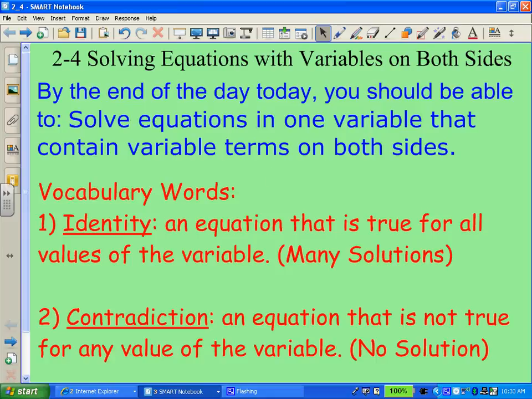So in 2-3 we did two-step and then we moved to multi-step equations. Now here we're going to be doing many of the same things, except we'll have a variable on both sides. So that adds an extra step at first. So let's look at some examples of this.